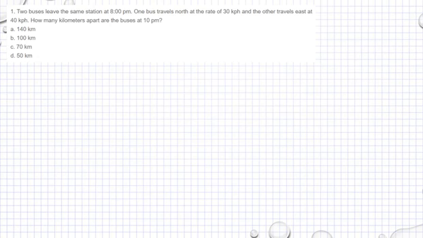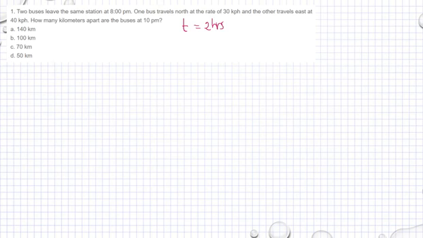For example, this one now. I can start with this. Two buses leave the same station at 8 p.m. One bus travels north at the rate of 30 km per hour, and the other travels east at 40 km per hour. How many kilometers apart are the buses at 10 p.m.? That means 8 p.m. to 10 p.m. Then our time now is 2 hours.